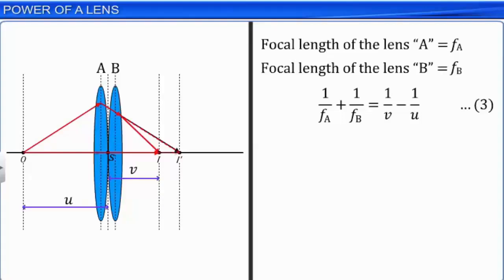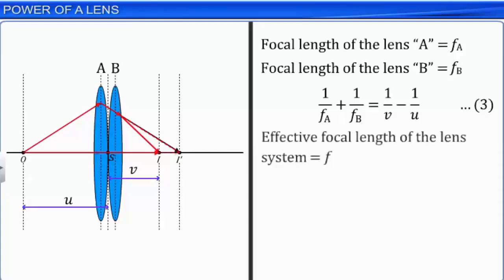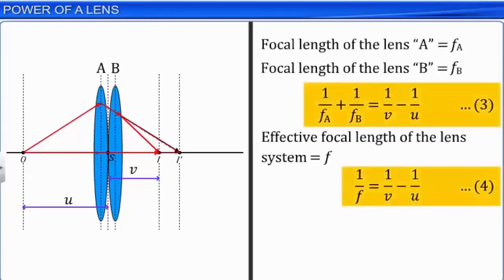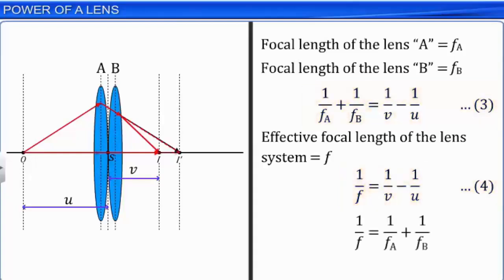From equations 3 and 4, we can write that 1 by F is equal to 1 by FA plus 1 by FB. Let this be equation 5. Since optical power of a lens is the reciprocal of its focal length, we can rewrite equation 5 in terms of the optical powers as P is equal to PA plus PB. Let this be equation 6, where P is the net optical power of the combination of two lenses with individual powers equal to PA and PB.